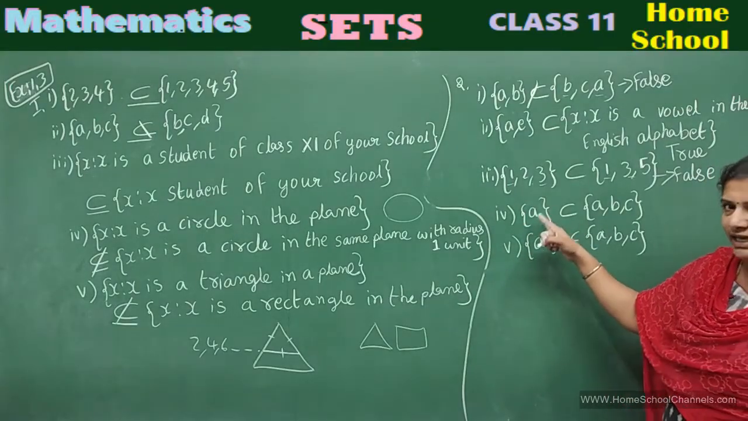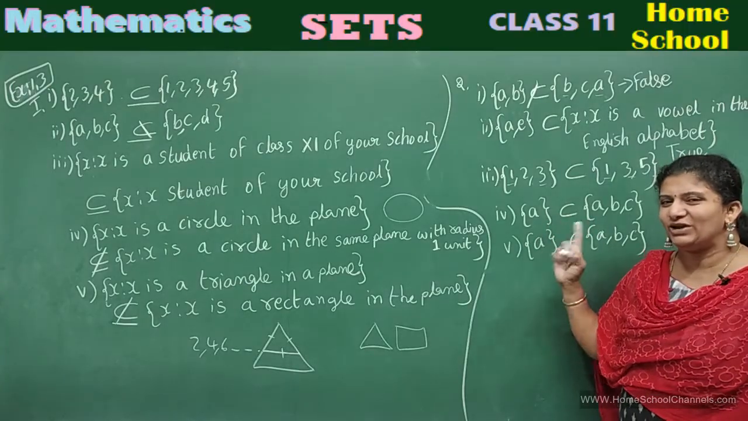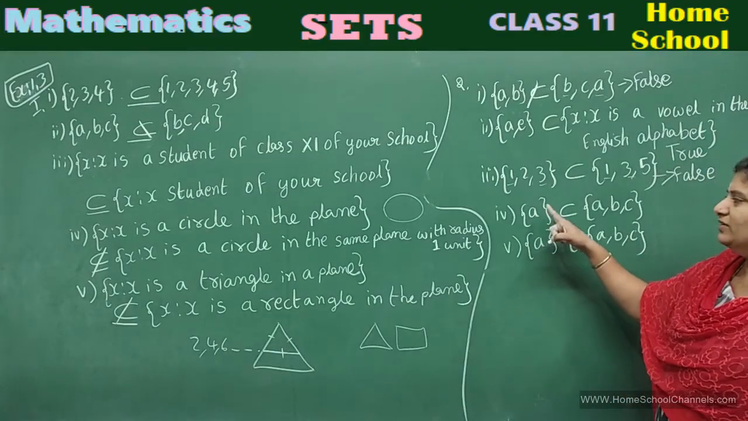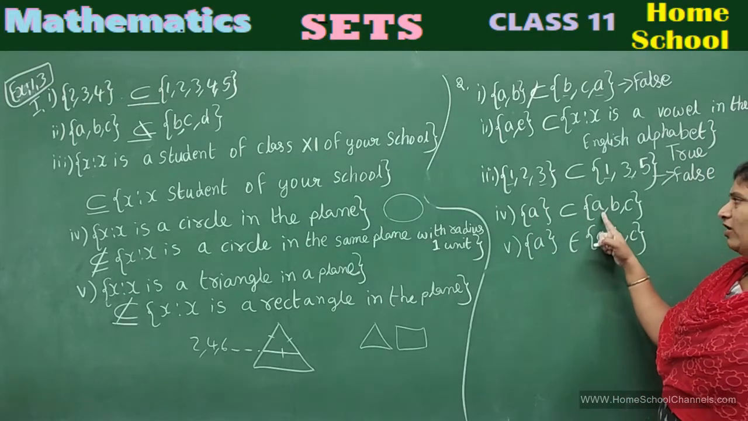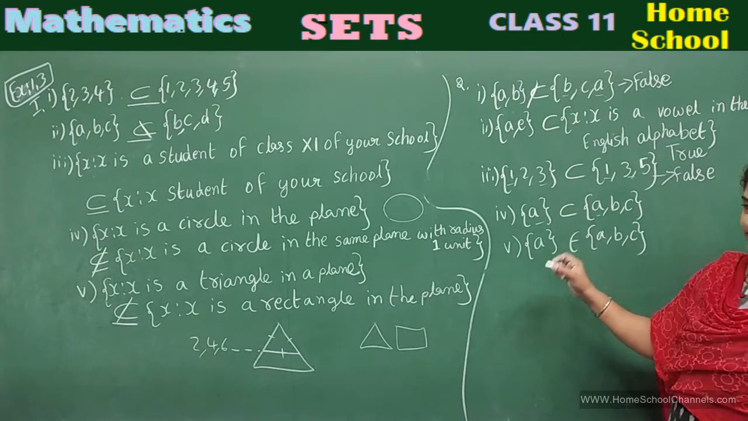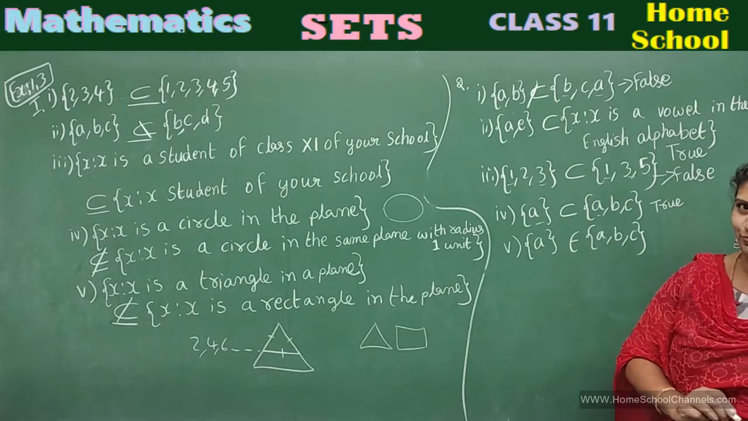You have only A in this set. I can say this is a singleton set because it has only a single element. Now, this set is a subset of the set containing A, B, C. Yes, A is present in this. I am going to accept this by saying true.